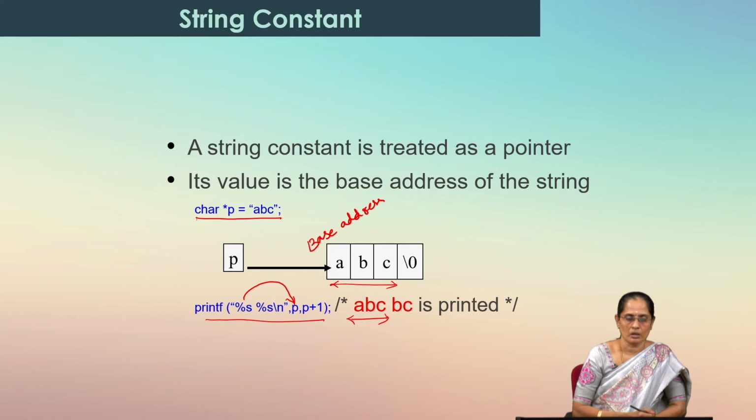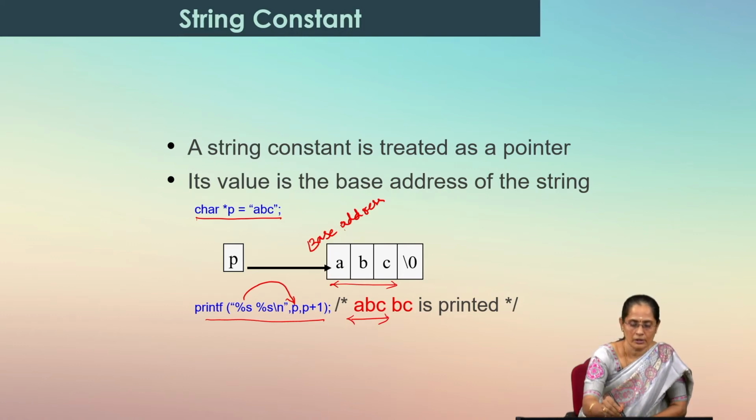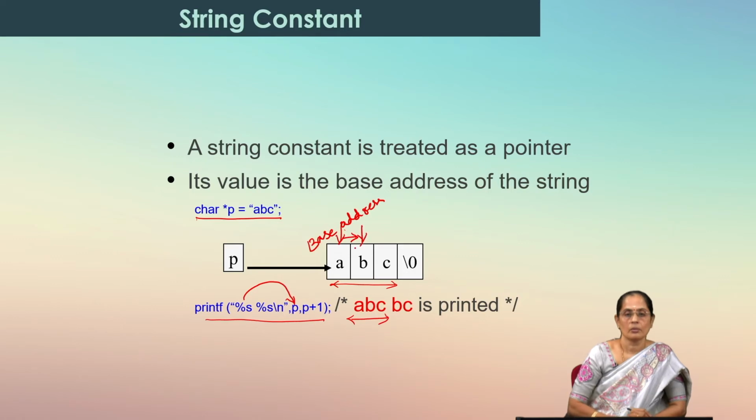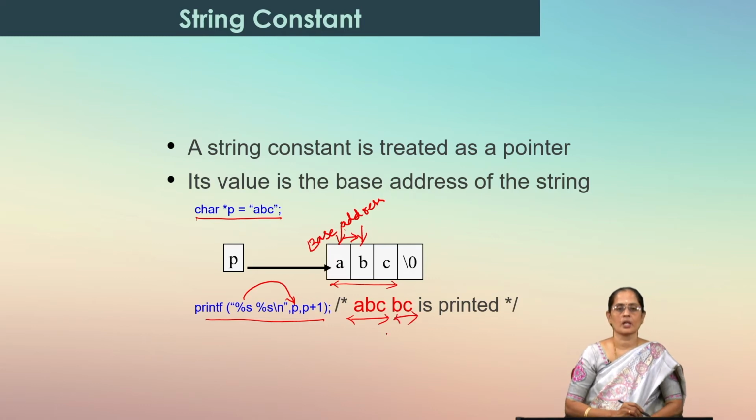P plus 1: if I increment the base address from pointing to this location, now it is moved to this location. Now, P has been incremented by 1. So, the location has changed. Now, we are left with only 2 characters to be displayed. So, that could be displayed this way, right.